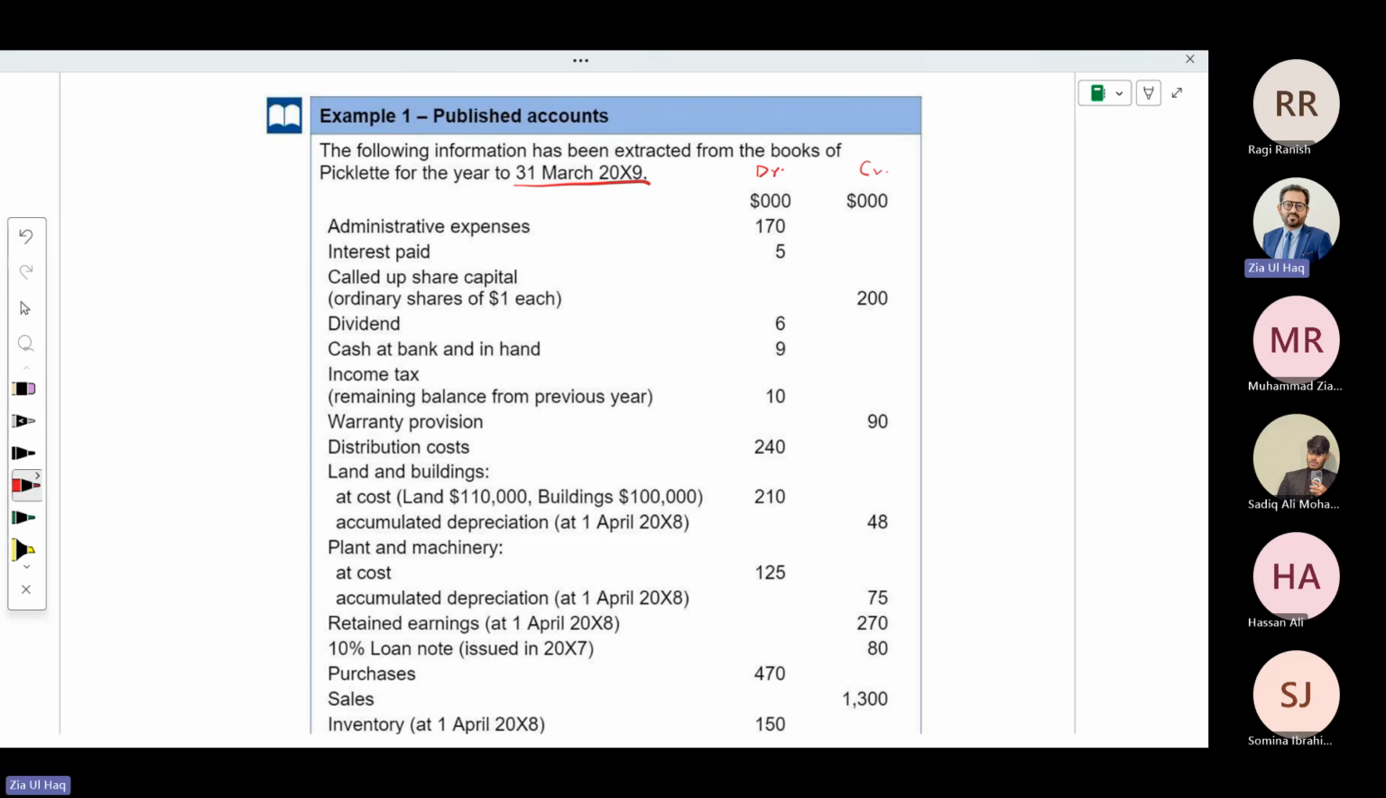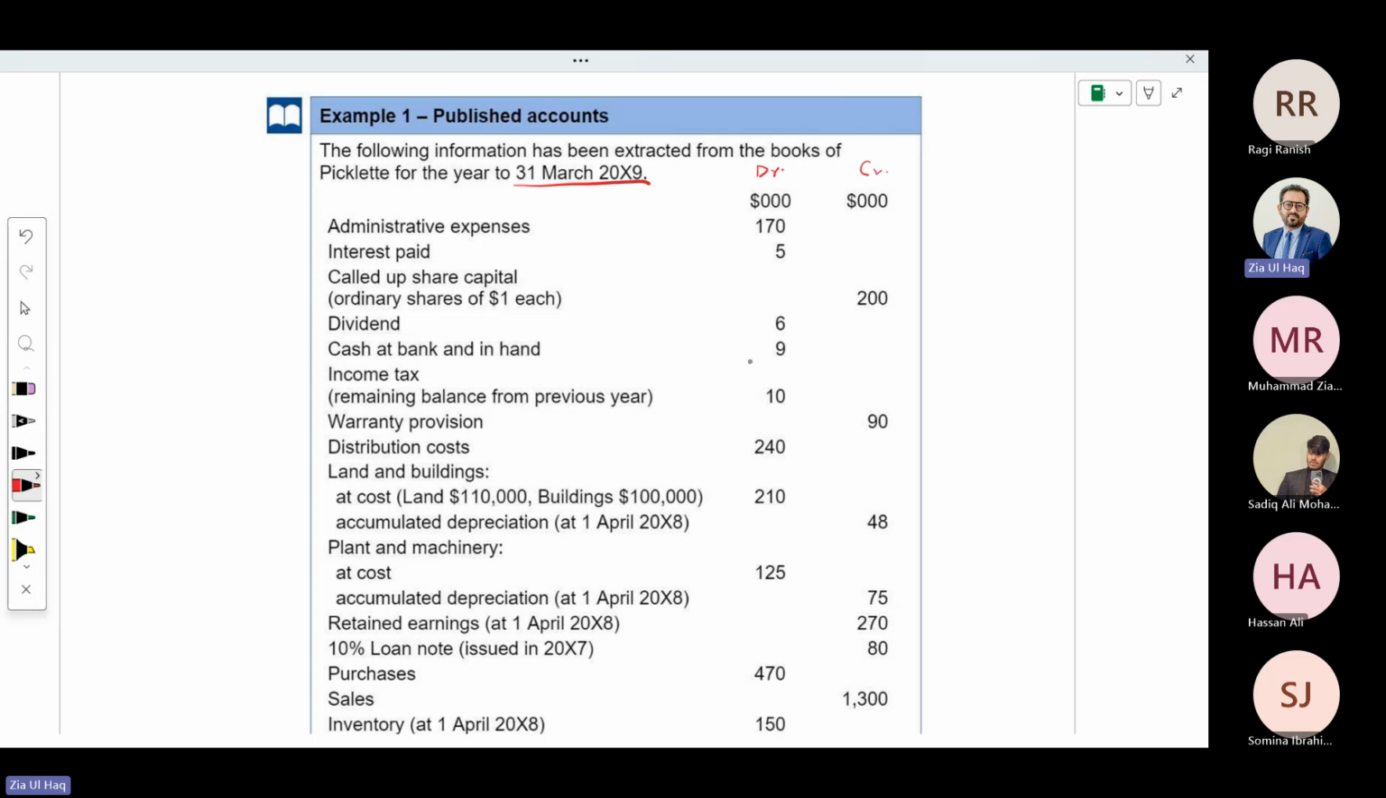If this dividend amount is in a debit column, what is that? Paid or income? Paid. Because income is normally recorded on the credit side. It's providing a trial balance to you. In a trial balance, assets and expenses are recorded in the debit column, and income, liabilities, and equities are recorded in the credit column. So this is dividend paid.